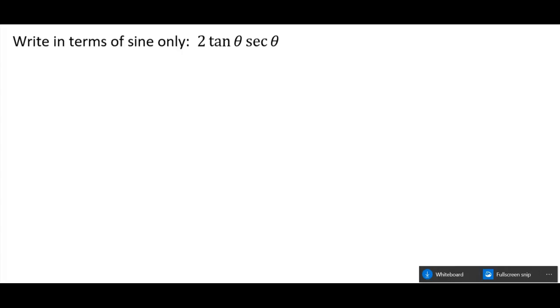This problem is not a verification of an identity. It's not an equation. It just asks us to take this expression and write it in terms of sine only. So sometimes we want an expression that just has one trig function in it. So here's an example. Since we're going to be using sine, we can write tangent in terms of sine and cosine. That's the reciprocal identity.